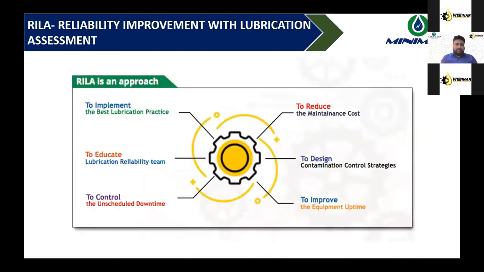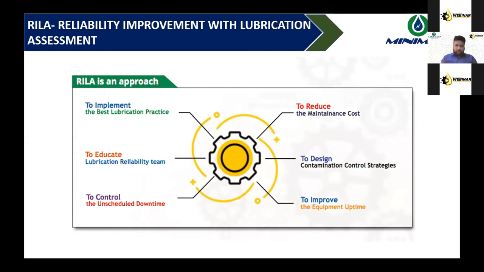Coming to the consultancy part, which we have been doing a lot. There is a program called RILA, whose full form is Reliability Improvement with Lubrication Assessment. We have understood that lubrication assessment and lubrication reliability are very important for the longevity of our plant and for the sustainable optimum operation of our equipment, our assets in the plant. So, in order to have a systematic approach towards finding a solution, towards empowering our people, towards establishing a system, and doing all of this based on the current practices that you have been following.